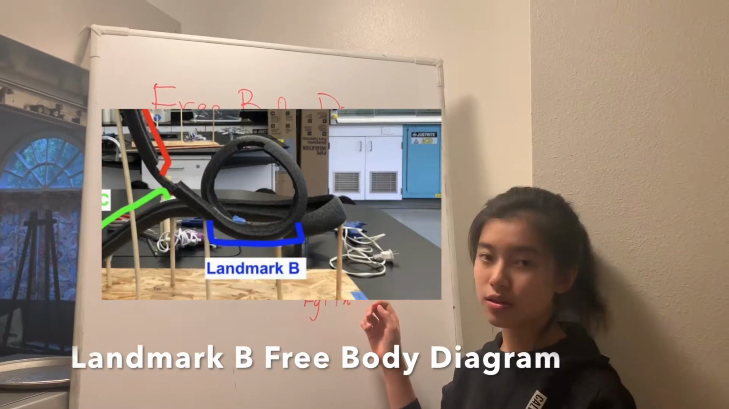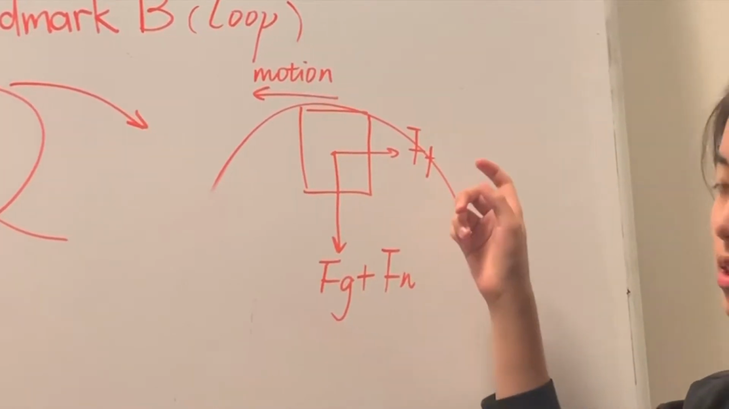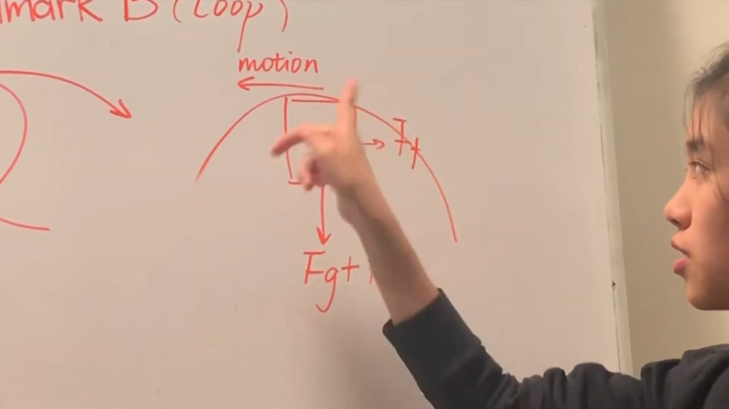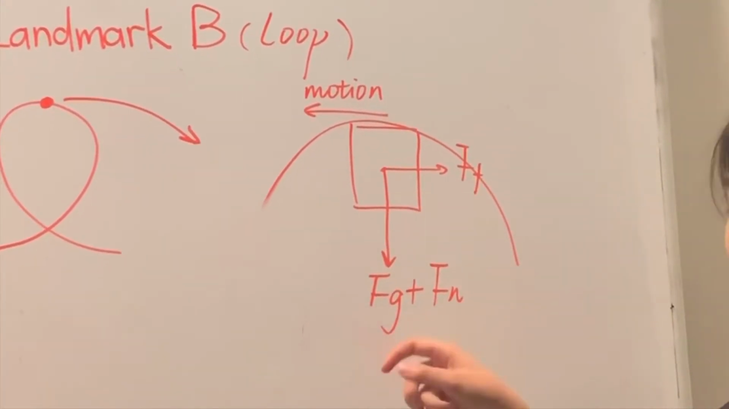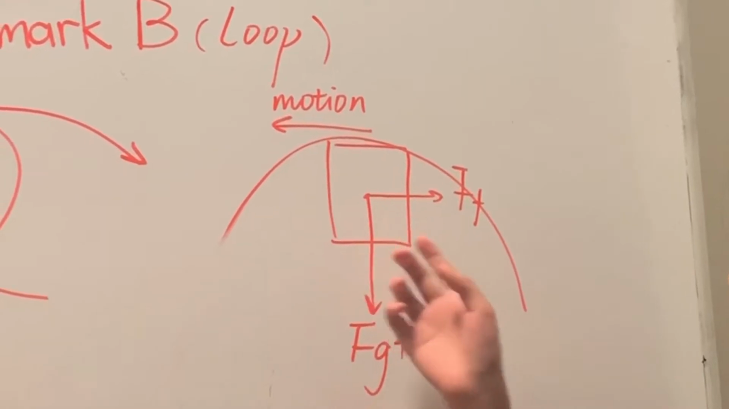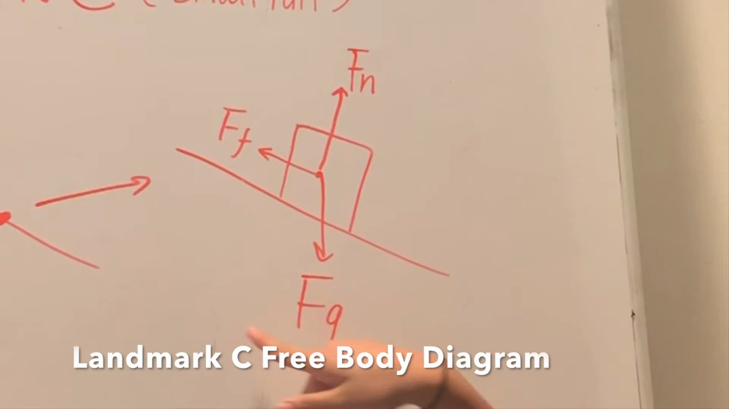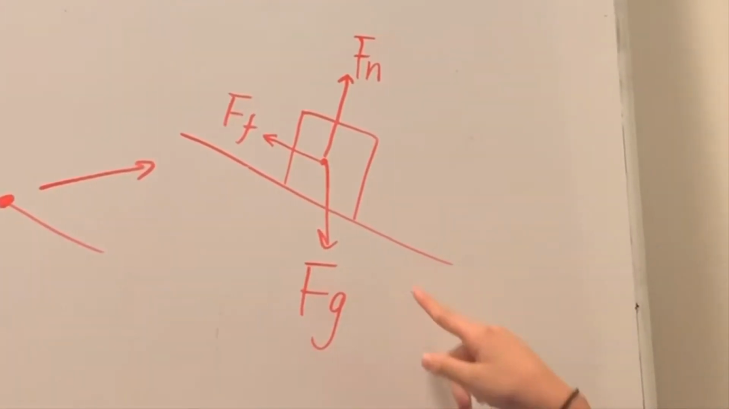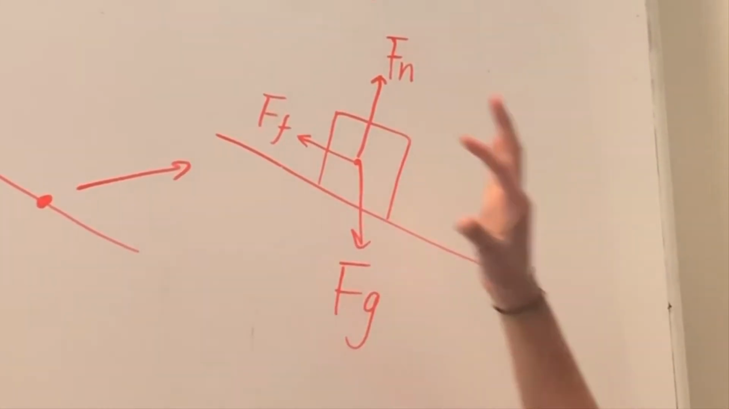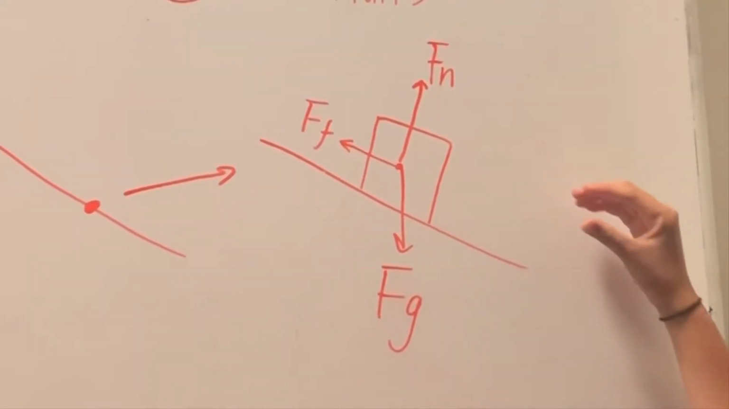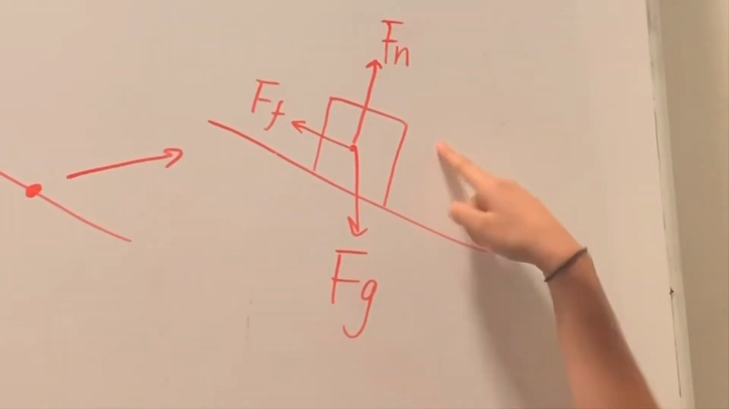At landmark B, there are a total of 3 forces acting on the small ball. So the first one is the friction force, which is in the opposite direction of the motion the ball is traveling, so it's pointing this way. And there's the gravitational force and the normal force, which are both pointing downwards. Due to the circular motion, the small ball is also experiencing a centripetal acceleration. Here we have landmark C. Force gravity is perpendicular to the Earth's surface, and force friction is the opposite direction the body is moving towards. And then here we have force normal, which is perpendicular to the contact surface.